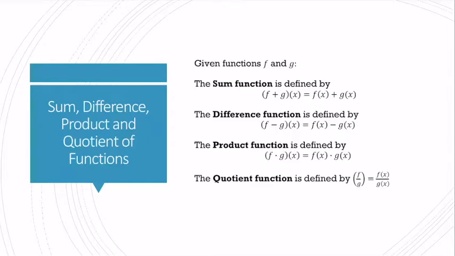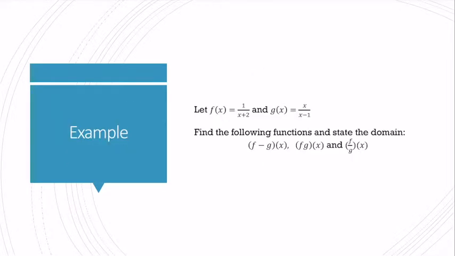Next, we need to talk about the sum, difference, product, and quotient of functions. So as long as I know I have a function, right, functions pass the vertical line test, each x has exactly one y value, I can find the sum of those functions, the difference of those functions, the product of those functions, or the quotients of those functions, just by going ahead and adding them, subtracting them, multiplying them, or dividing them. So let's go ahead and find the following functions and state their domains.